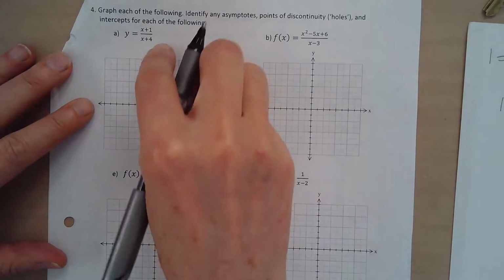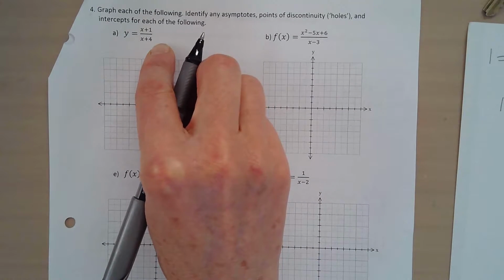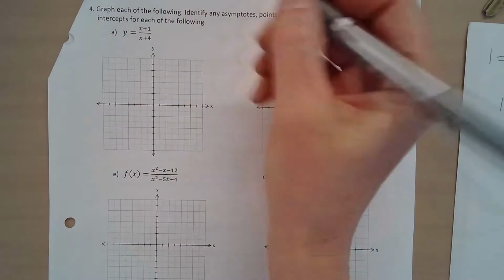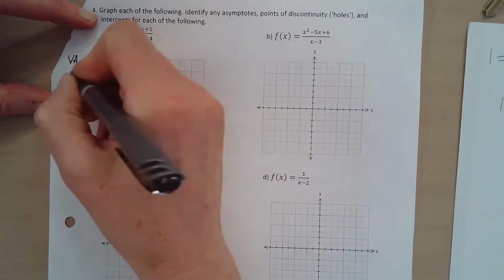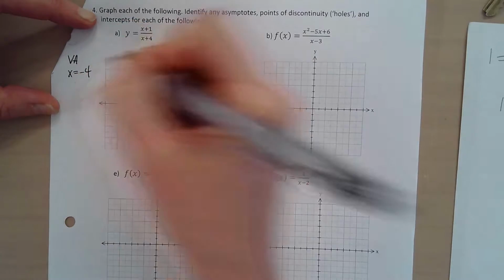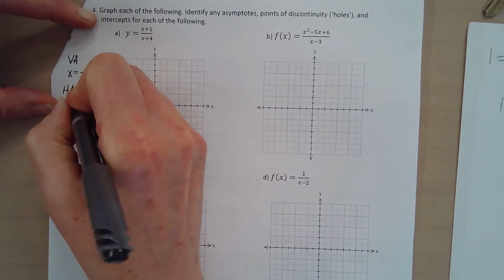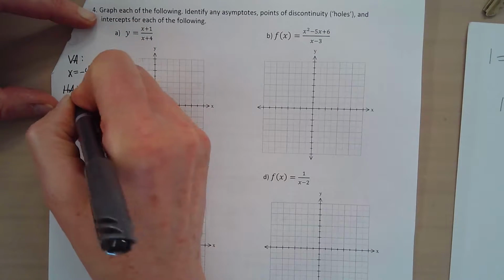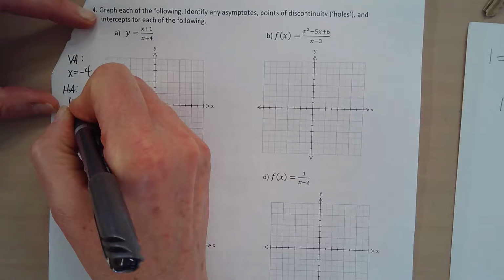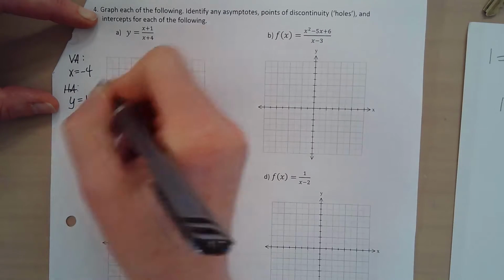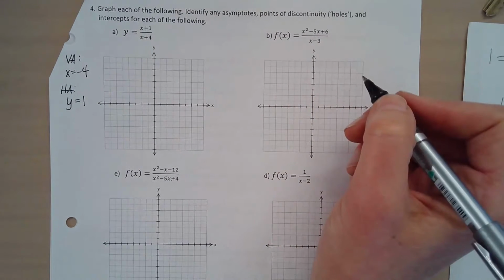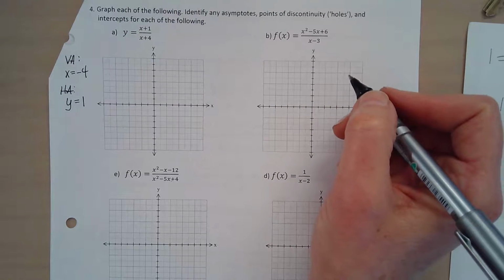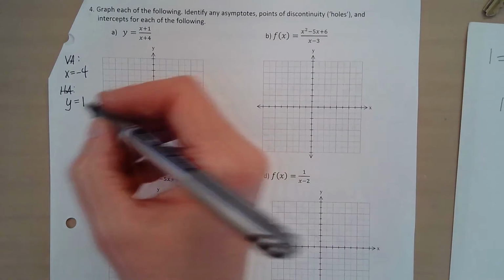So I can't factor any more here, right? Nothing factorable. So I have vertical asymptote, I'm going to write over here. Vertical asymptote, x equals -4. Horizontal asymptote, y equals 1, right? X over x, the coefficients are 1 over 1, which is 1. All right, there are no holes. And let's see my intercepts.